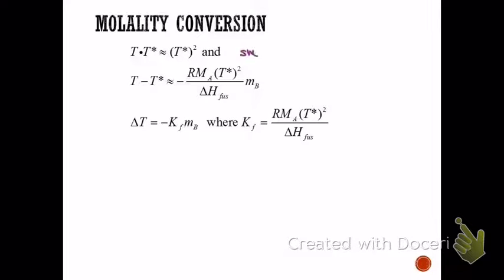All right, so continuing with our approximations, we can note that we have this T times T star in the denominator of our previous expression, and noting that these temperature changes are relatively small, we can make the approximation that T is roughly equal to T star, and that means that T times T star is going to be roughly equal to T star squared. Again, remember, T star is the melting point of the pure solid. So again, rearranging our equation based on that, we end up with this expression here, and we note that we have the molality multiplied by a constant.